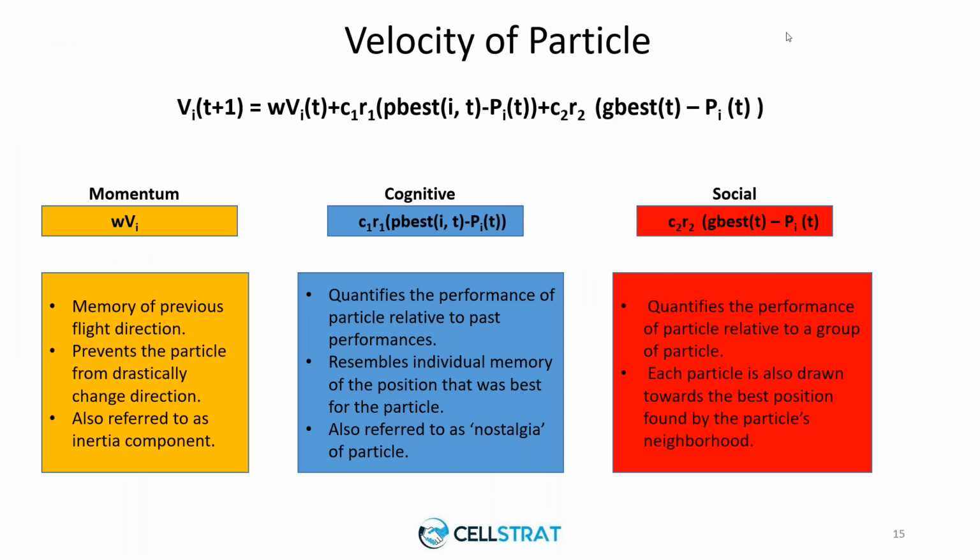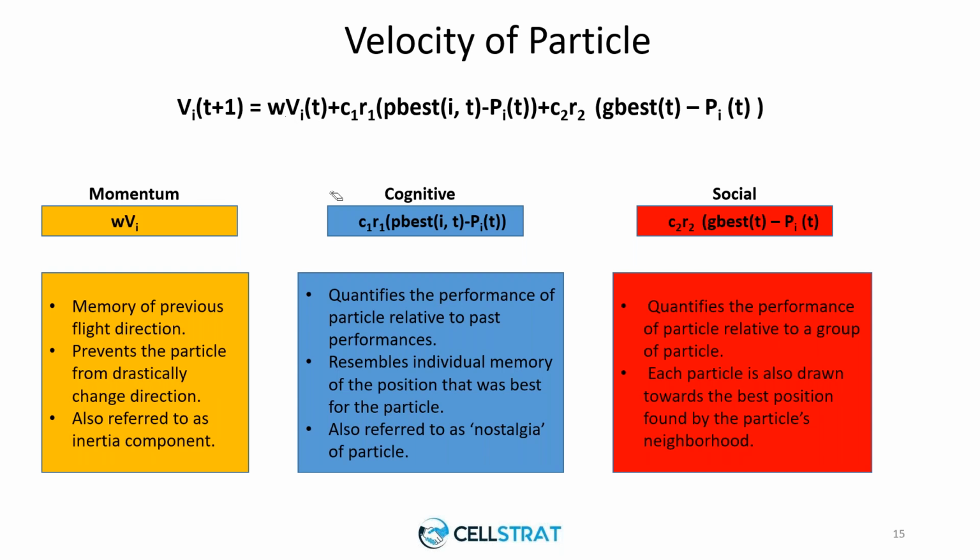Okay. So now let us break this complete equation down into three parts, and you will get a better idea of how it is working. Here we have the part known as momentum, the part known as cognitive, and the last part known as social. The momentum part memorizes the flight direction of the previous flight, that is vi of t, and it prevents the particle from drastically changing direction.